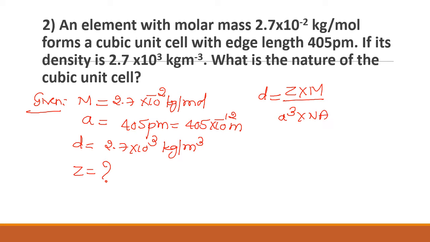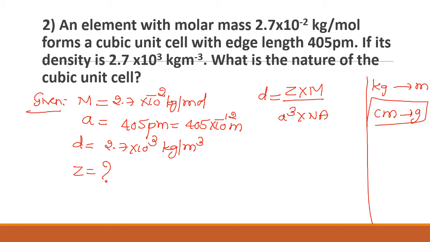So except Z, all other values are already given, isn't it? Molar mass is given in kg, and edge length is in meters. So density is in kg and meters. So no need to do the unit conversion, isn't it? If kg is there, then it should be in meters, and if it is centimeters, then it should be in grams. Remember, here it is already in kg and meters, so no need to do the unit conversion.